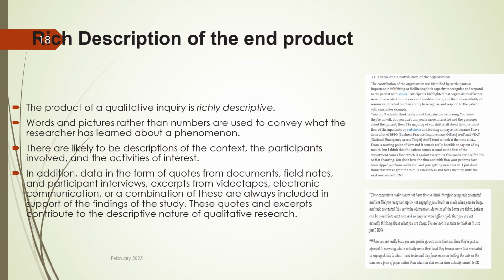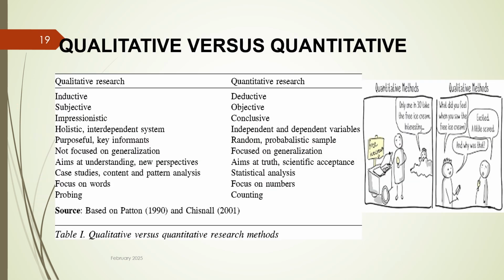So these quotes and excerpts contribute to the descriptive nature of qualitative research. In this table, we can differentiate between qualitative research and quantitative research. As we said, qualitative research is inductive, where we generate theory using qualitative research, and quantitative research is deductive. Qualitative research is subjective, quantitative research is objective, and we will talk about this point later on.